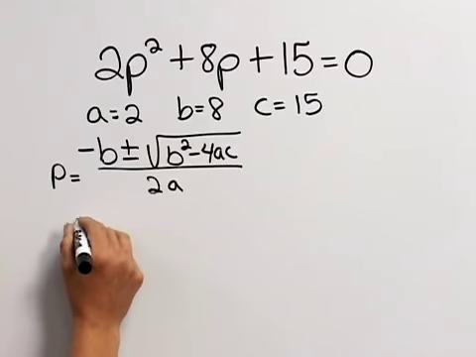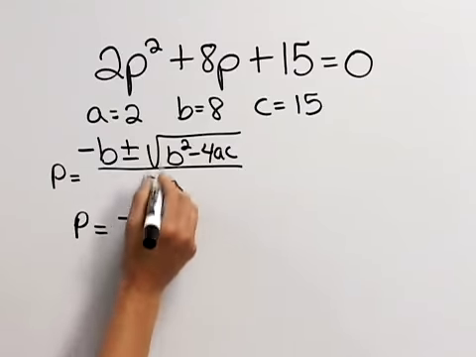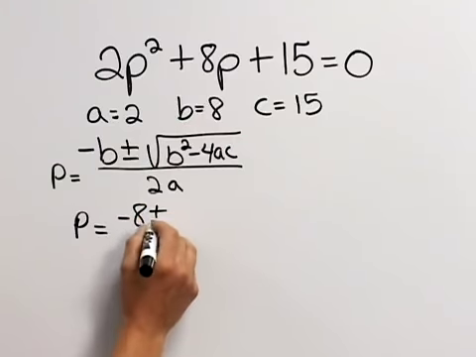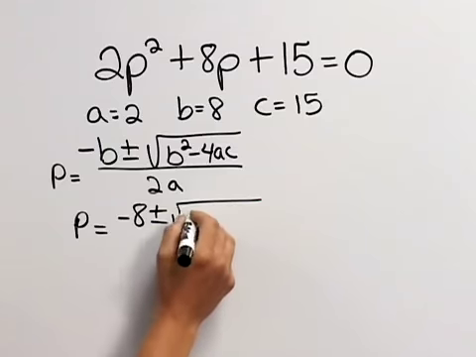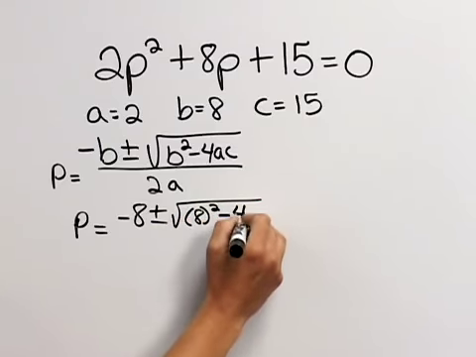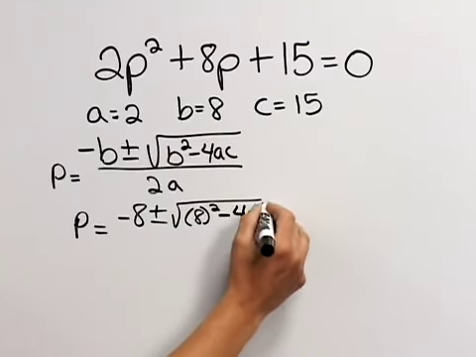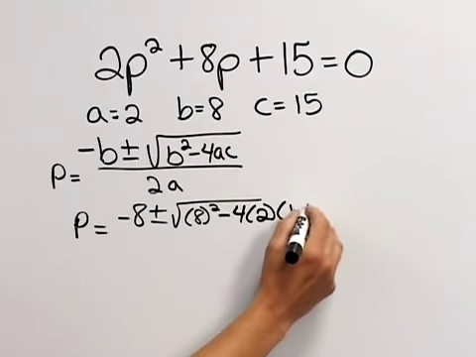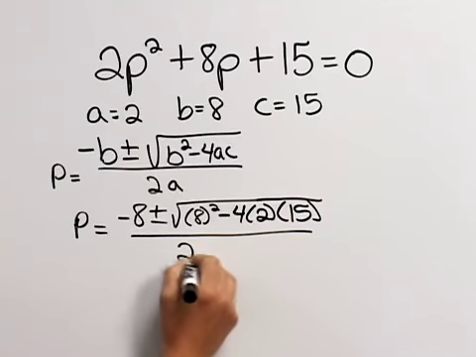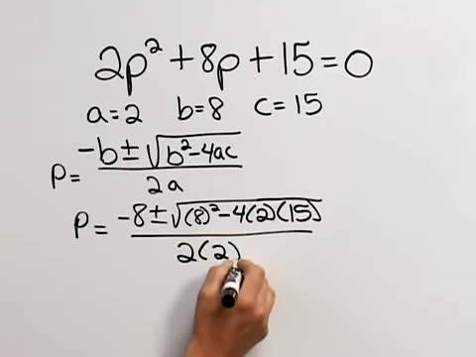We find that p equals the opposite of our b, which is the opposite of 8, which is negative 8, plus or minus the square root of b squared minus 4 times a, which is 2, times c, which is 15, all over 2 times a, which is 2.